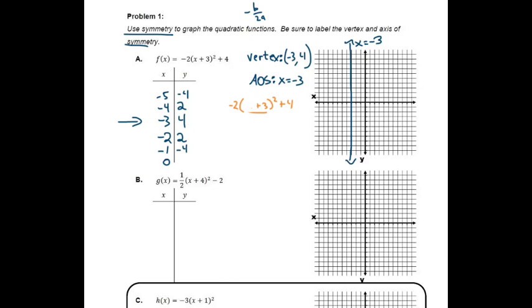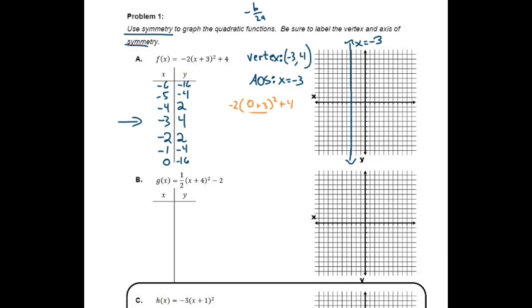Let's plug in a 0 right here. I love 0. 0 plus 3 is 3. 3 squared is 9. 9 times -2 is -18. Plus 4 is -16. Alright, so we're off the graph now. So we'll plot our points.